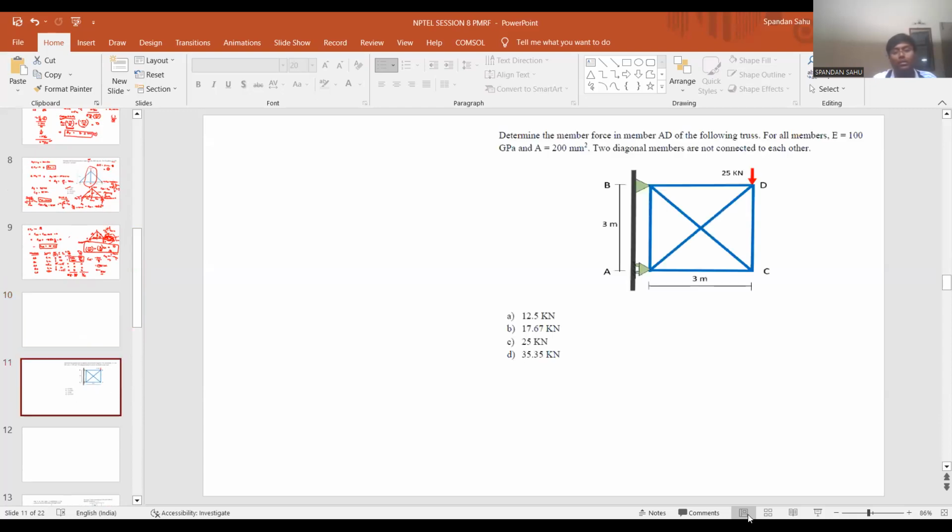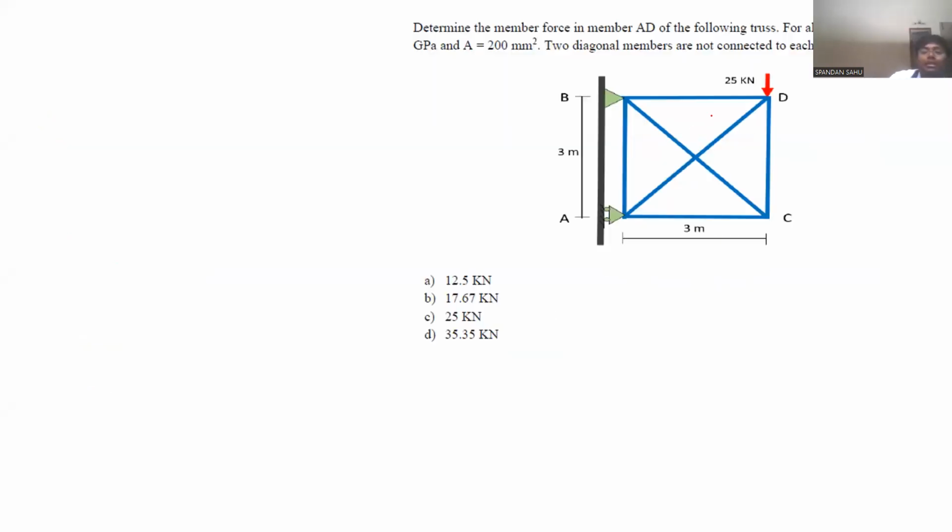Now let us come to this question. The steps will remain the same throughout for each and every question. See, this is an interesting question. Here you have to observe carefully. Tell me the DSI value. M is 6, R is 3, DSI will be 1.